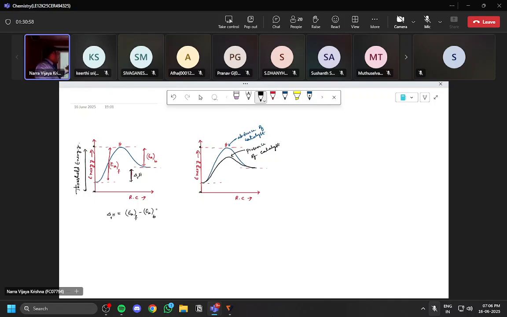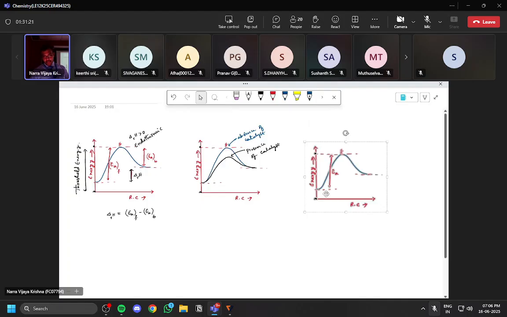Now, among these two, which is the higher value? Then this value becomes positive, which means delta H of reaction became greater than 0. Therefore, this reaction is an endothermic reaction. Are you able to understand? Right? For example, if a reaction is given in this way.